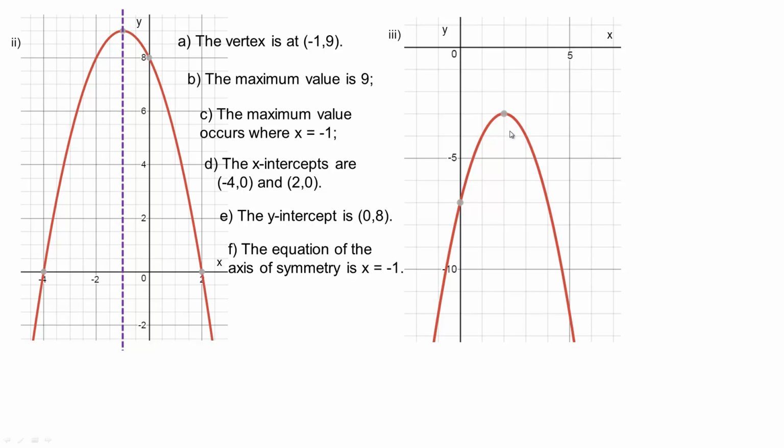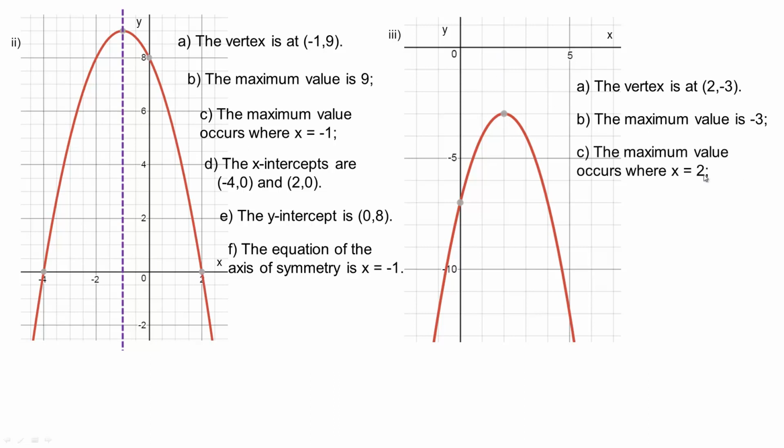Last graph, number 3 over here. This is the vertex, so to the right 2 from the origin and down 3. So the vertex is at 2, -3. Again, this graph opens down, so that would be a maximum point. The maximum value is -3. That's the highest of any y value on the entire graph, and it occurs where x is 2. So the maximum value occurs where x equals 2. Again, the x-coordinate of the vertex.